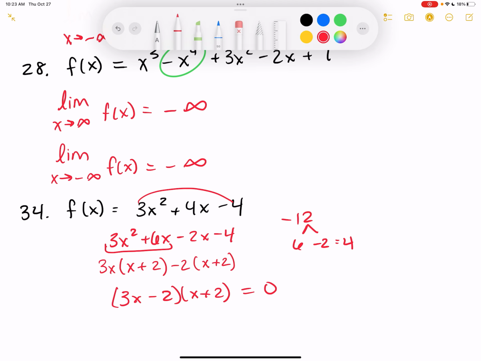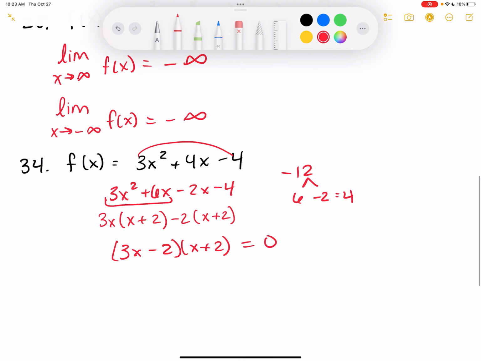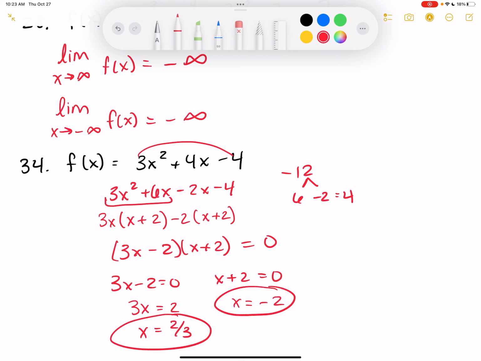So then, do we set them both equal to 0? Yep, so 3x minus 2 equals 0, x plus 2 equals 0. So then 3x equals 2, x equals 2/3. The other one is x equals negative 2. So those are the zeros of the function.